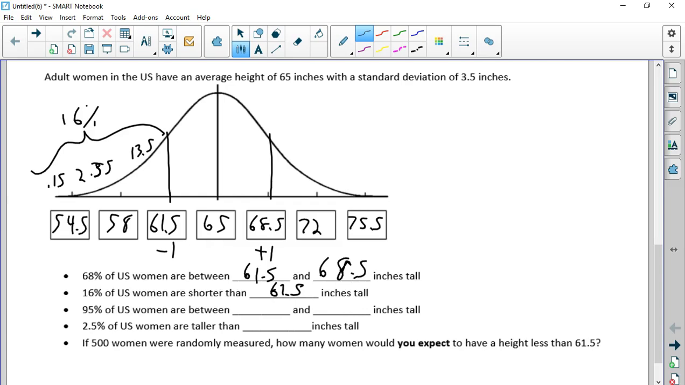95%. Well, if you look back up at the chart, 95% is between -2 and +2. So that means they're between 58 and 72 inches. All you're doing is just reading a chart, basically, at this point. 2.5% are taller than. Well, remember, we have 0.15 here and 2.35 here. If you add those two together, you get 2.5. So therefore, you're talking about taller than 72 inches.